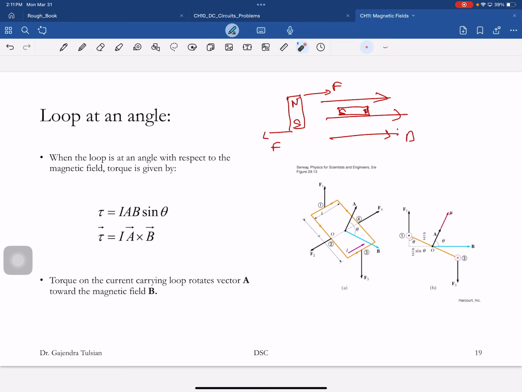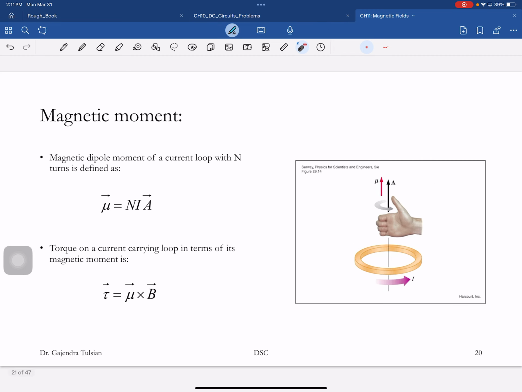You see this current carrying loop, it's doing the same thing. It's turning the loop in that direction. So a current carrying loop is behaving like a magnet. A current carrying loop behaves like a magnet, and the magnet points in the direction of your thumb. The strength of this magnet, the magnetic moment, is N, the number of loops, times the current, times the area of the loop.